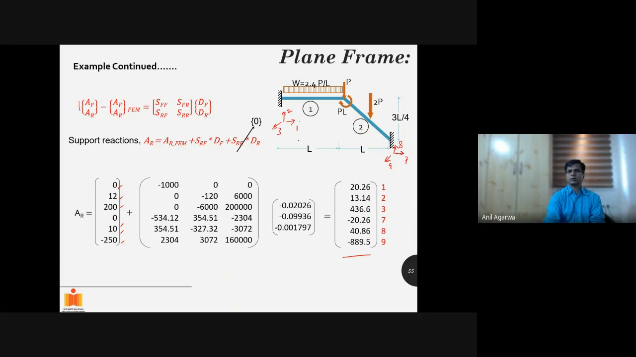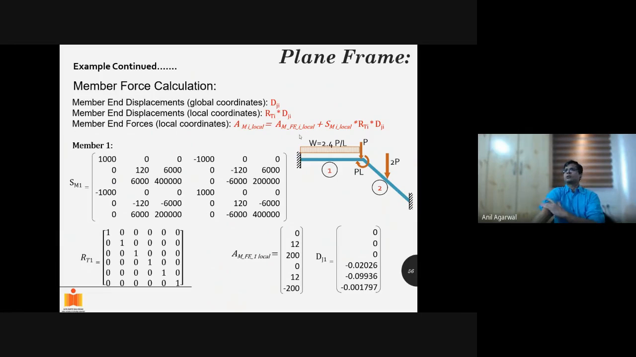These are marked here, 1, 2, 3, 4, 5, 6, 7, 8, 9. Fine. So I got the reaction forces in these 6 components. Now, what else are you required to do when you have to solve a problem? You have to calculate displacements, you have to calculate reaction forces at the boundaries, and also you have to calculate internal forces. Okay. So internal forces also can be done quite easily.